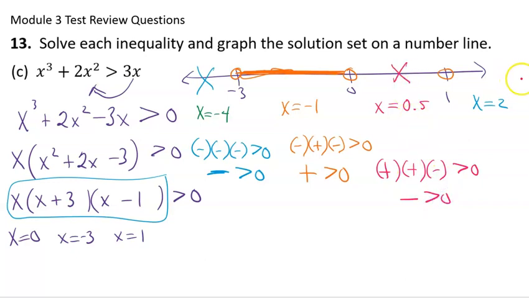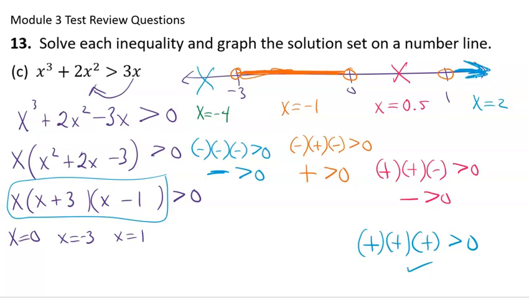And then let's check 2. So change my fancy colors. Okay, 2. If I plug 2 into this x on the left, it turns out positive. If I plug 2 into x plus 3, it's a positive 5. It's positive. If I plug 2 into x minus 1, 2 minus 1 is 1. It's positive. Are all those positives greater than 0? Yeah, that's a true statement. So I shade this piece right here.